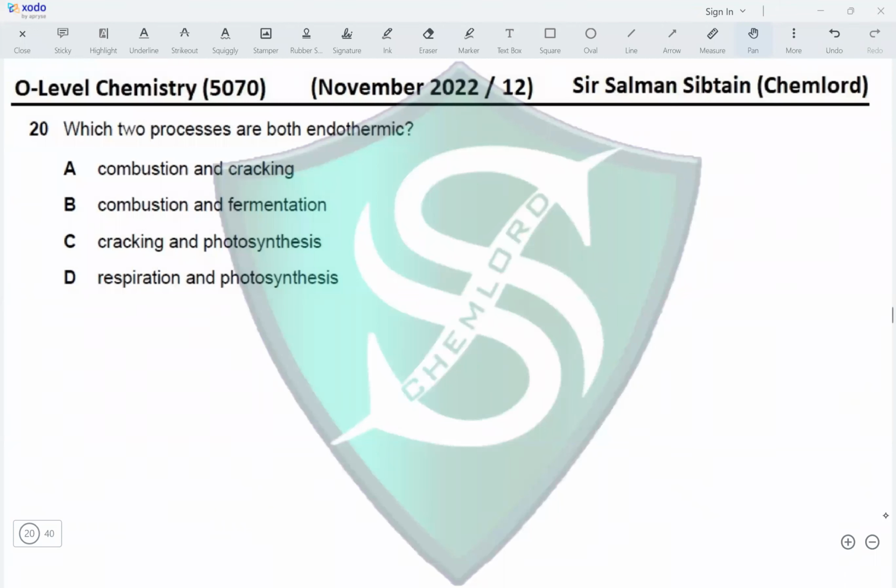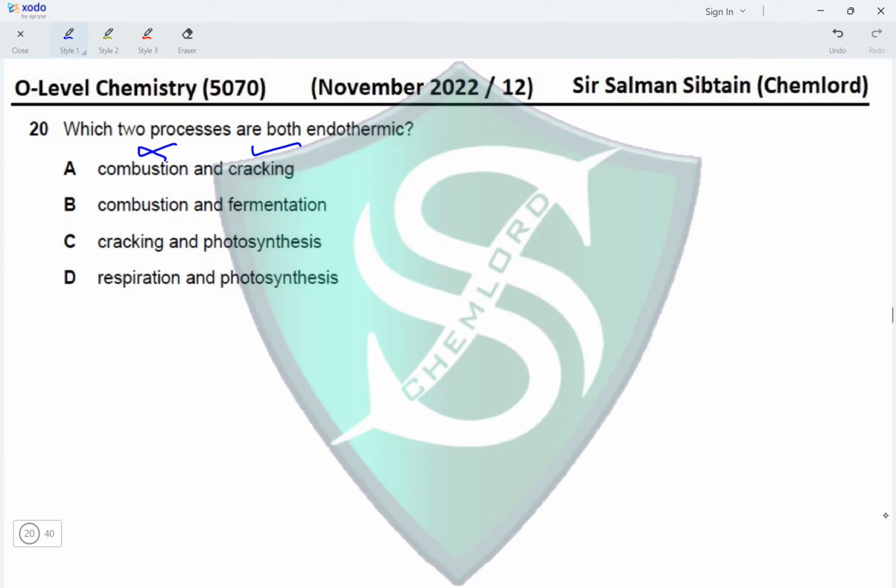Question 20. Which two processes are both endothermic? Okay. Combustion. Combustion is always endothermic. Oh, I'm sorry. Combustion is exothermic. They are asking endothermic. Combustion is always exothermic. Combustion is never endothermic. Cracking is the one that is endothermic. So combustion is wrong, cracking is correct.